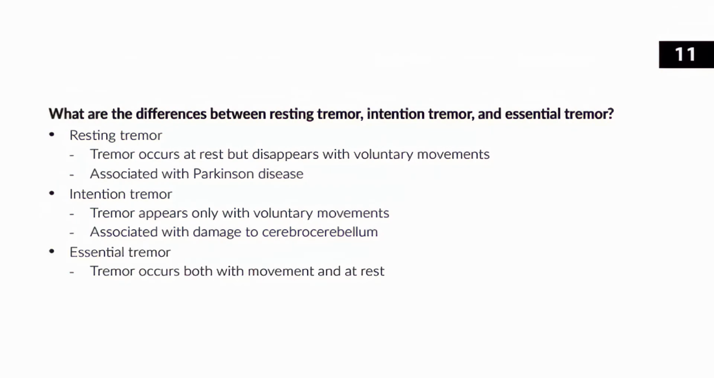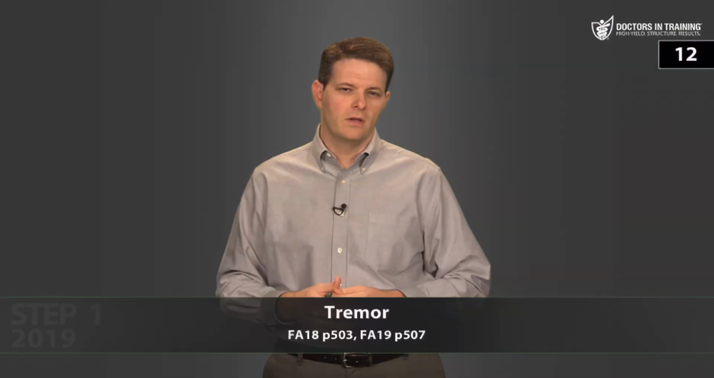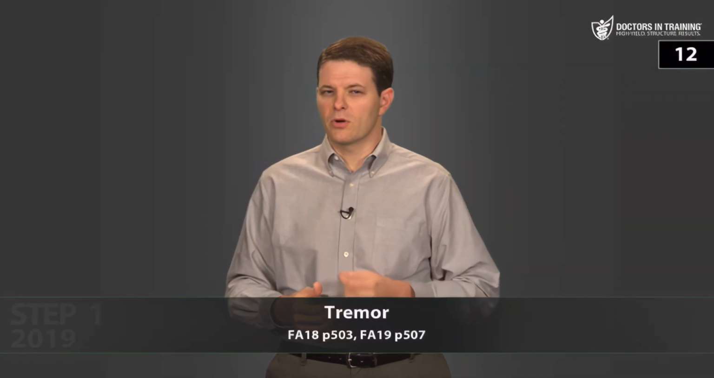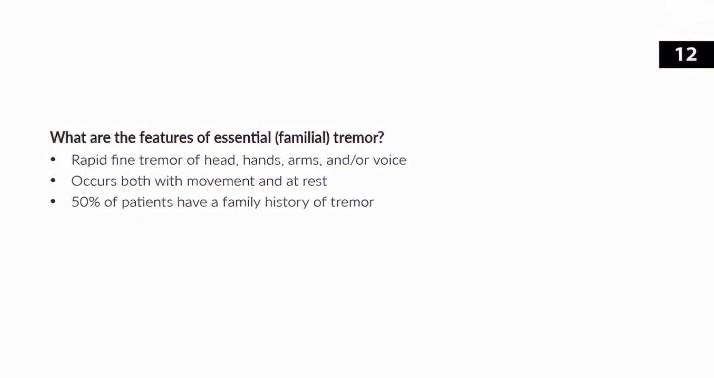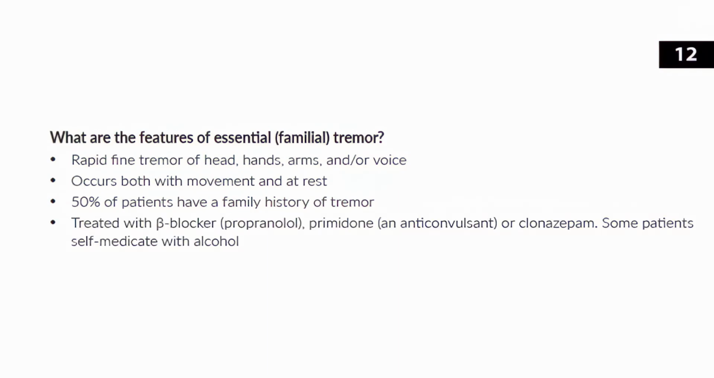And then essential tremor is where you tremor both with movement and at rest. There's usually a family history of tremor, and sometimes we call this a familial tremor. Now the next question says, what are the features of essential tremor or familial tremor? These patients can have rapid, fine tremor of the head, hands, arms, and even the voice. The tremor occurs both with movement and at rest. 50% of patients with essential tremor have a family history of tremor, and we can treat essential tremor with beta blockers, which would be the drug of choice, or with the anticonvulsant primidone, or even with clonazepam in worst-case scenarios. But you really don't want to get these patients addicted to benzodiazepines. And patients will sometimes self-medicate their tremor with alcohol because that'll work as well.